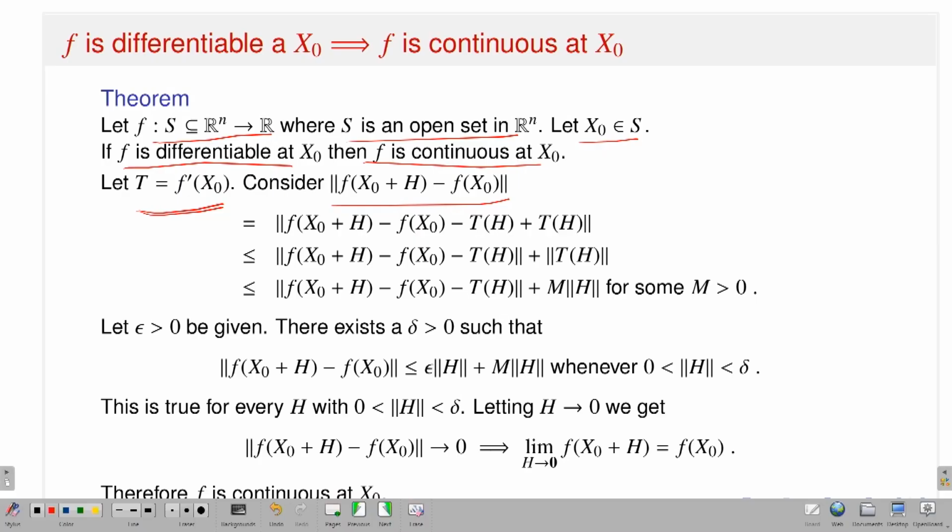So I want to talk about the continuity. That means I want to show that the limit as h goes to 0 of f of x naught plus h is exactly equal to f of x naught. If this is the case, then I am done.